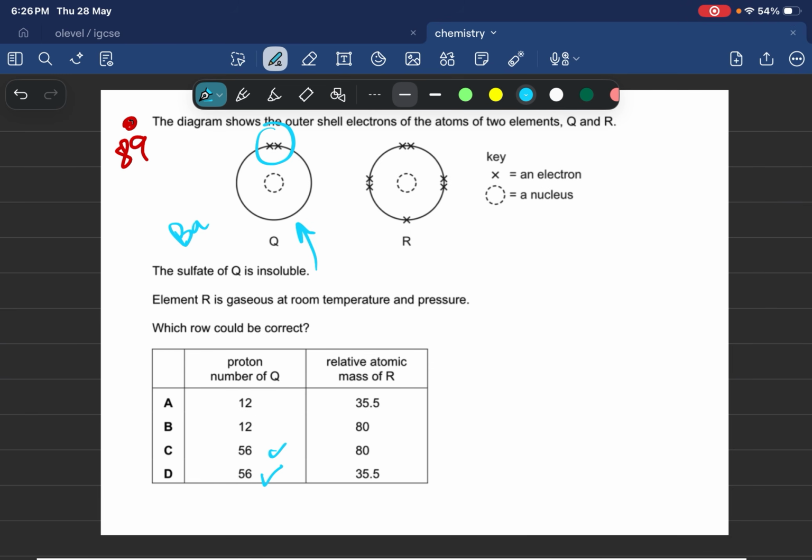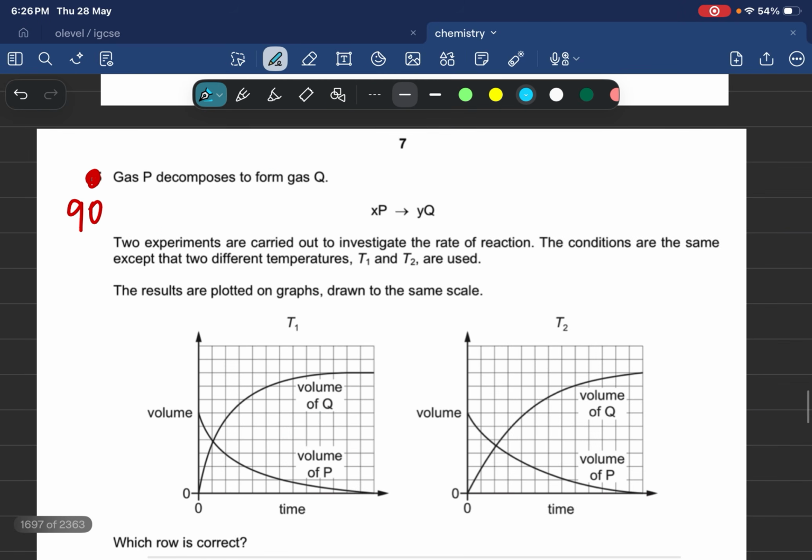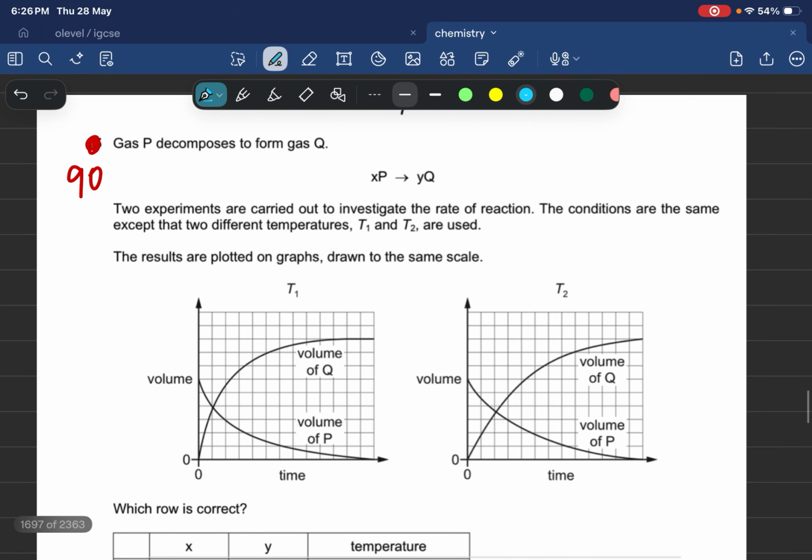Since it's in group 7 and gaseous, obviously chlorine, because bromine is a liquid. 80 is going to be for bromine, and bromine is a liquid, so option number D. Look, it was a little tricky, but you know, you can do it when you understand the concepts.